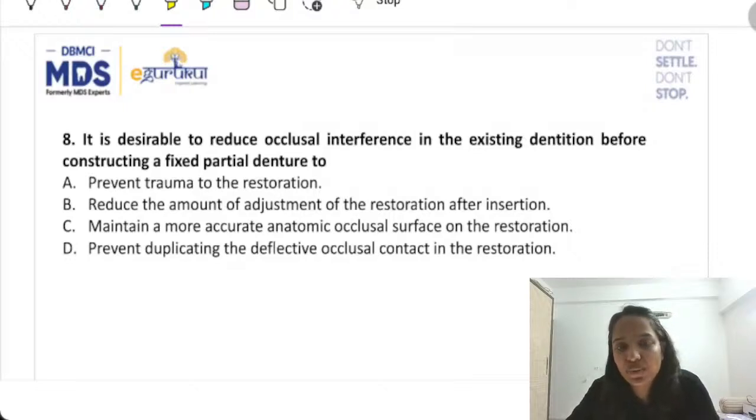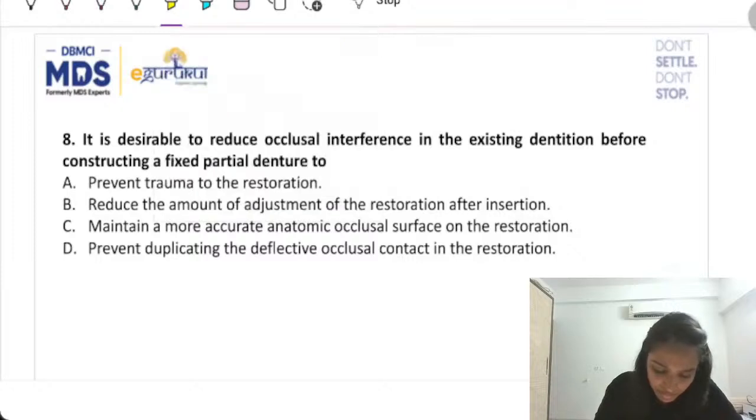So, whenever, as a rule of thumb, remember, if you identify any occlusal prematurity before constructing any definitive prosthesis, you should always, either by selective grinding or whatever technique that is applicable over there, correct the occlusal prematurity, because when an occlusion is in itself wrong and in future can be traumatic to your patient, you do not want to restore in that occlusion. You first correct that occlusion of the patient, bring it to normalcy, and then give your new restorations in it. So the correct answer here is, you should always prevent duplicating the occlusal deflective contact in the restoration.